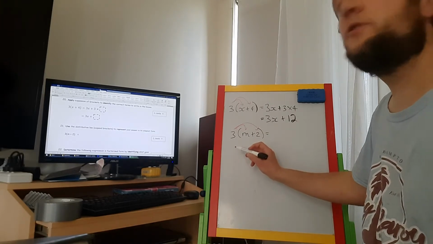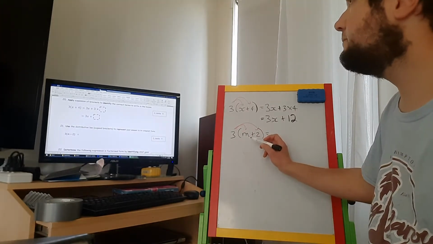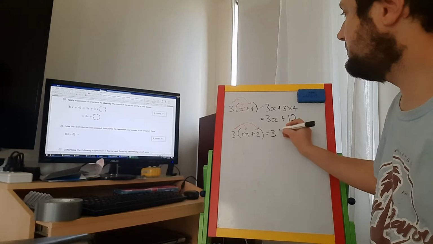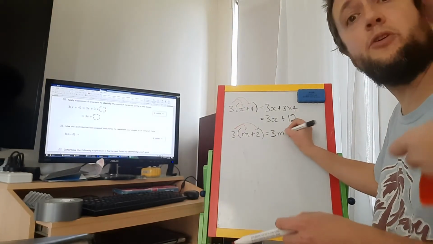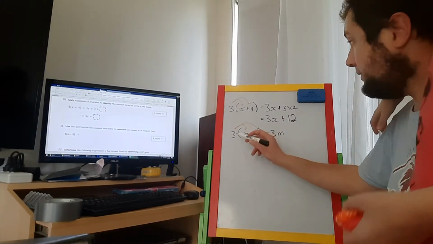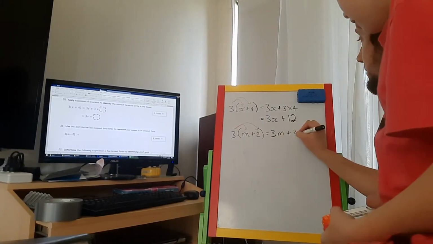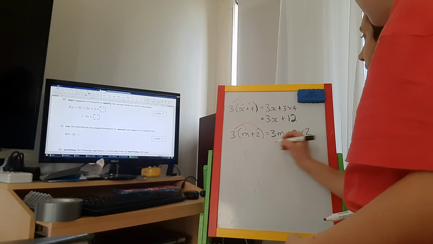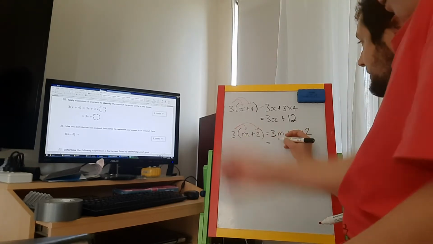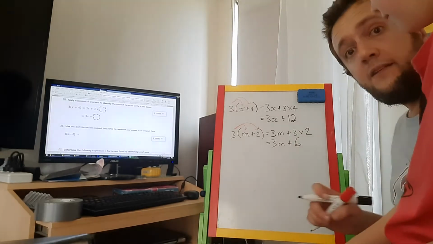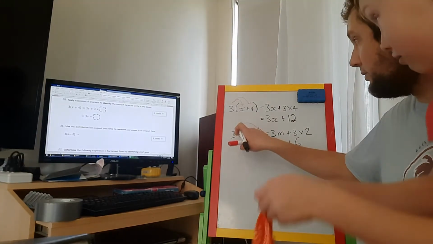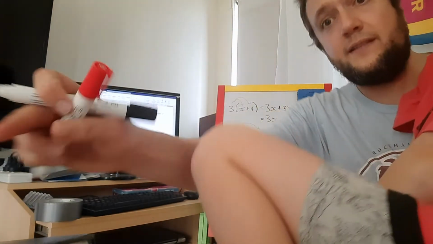Just 3 times m is? 3 times m. We just write it as 3m. We don't need to write the multiplication sign, remember? And then what's 3 times 2? Yep, 6. That's right. So the answer is 3m plus 6, okay? So again, multiply what's on the outside by everything on the inside.